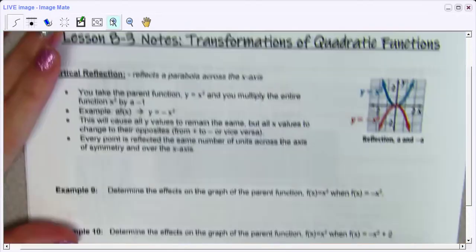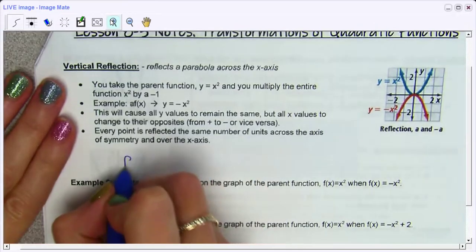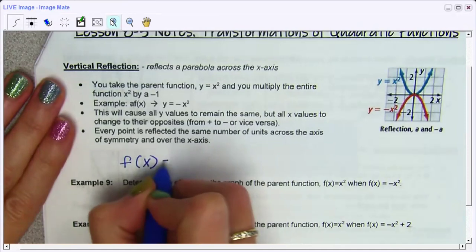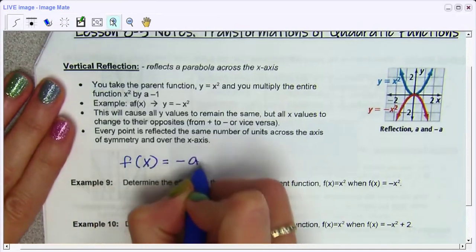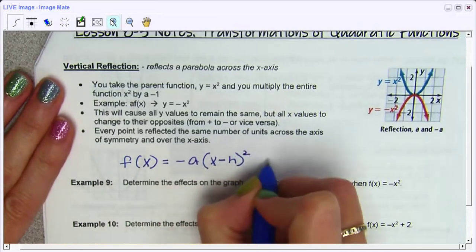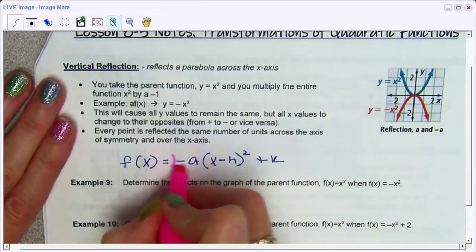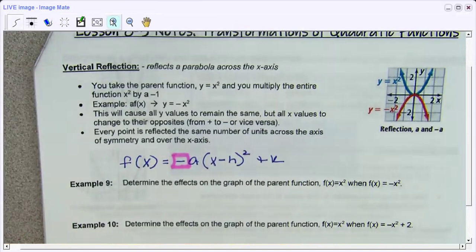Now we're looking at a reflection. The reflection is represented by the A in the equation. So we're going to write the equation again down here. f of x equals negative a times x minus h squared plus k. And we're focusing on that negative. If there's a negative, then it's some form of a reflection.